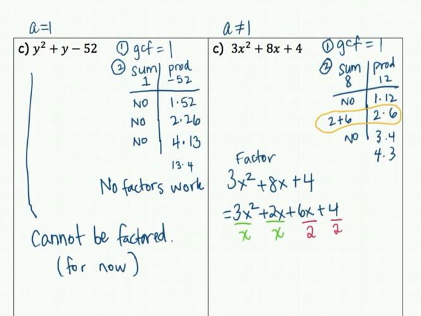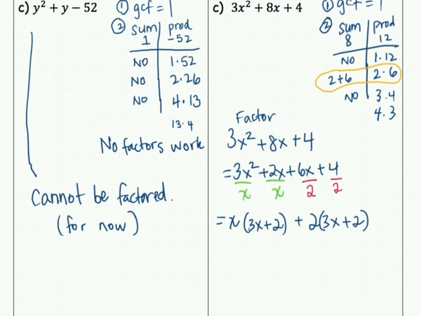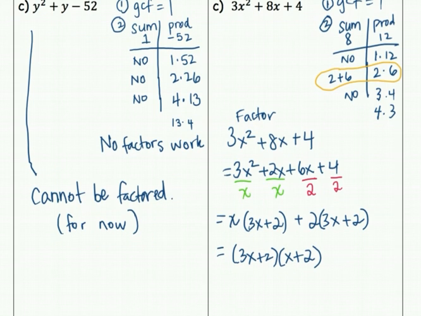So from there, an X will come out, and then that leaves a 3X behind, and a 2 here. This 2 comes out, and then 3X plus 2. Again, you're checking to see those factors are the same, and you're on the right track. And then pull out that common factor. And then what's left? X plus 2. All right, so let's move to the next one.